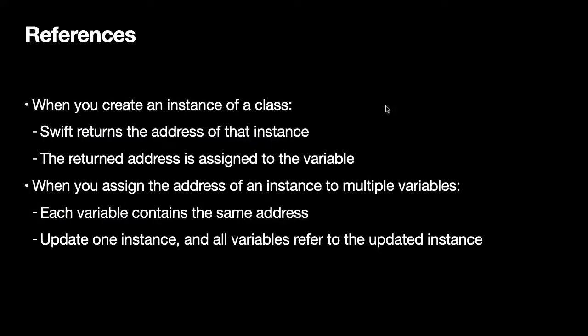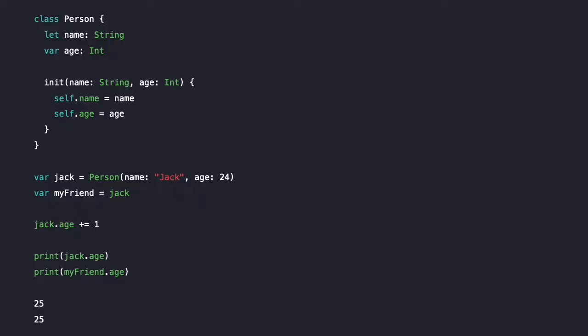Classes are a reference type. When you create an instance of a class, Swift returns the address of the instance and puts that in the variable. If you assign the class variable to another variable, then each variable contains the same address. So if you update one instance, all variables refer to the updated instance. So let's look at an example.